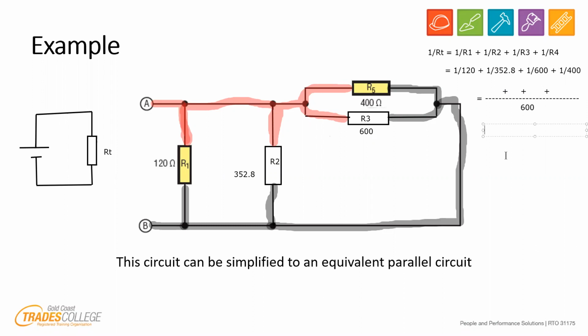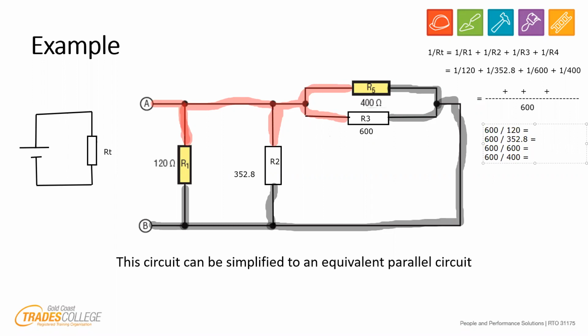Now I need to do the maths for each resistor. So that means the common denominator, or the biggest resistor, divided by the first one, which is 120. I need to do 600 divided by the second one, which is 352.8. Then the third one, which is 600 divided by 600. It's a good one. And the last one, 600 divided by the last resistor, which is 400. Let's just quickly do that.